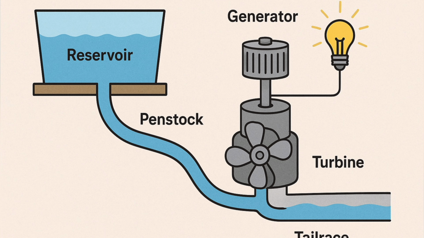Example: if the water level in the forebay or reservoir is 1,200 meters and the tail race is at 1,100 meters, then gross head, Hg equals 1,200 minus 1,100 equals 100 meters.